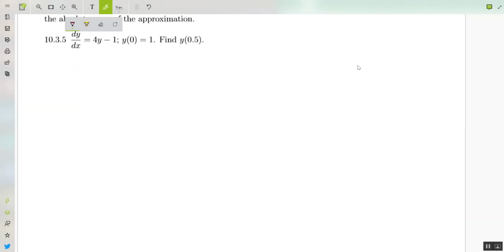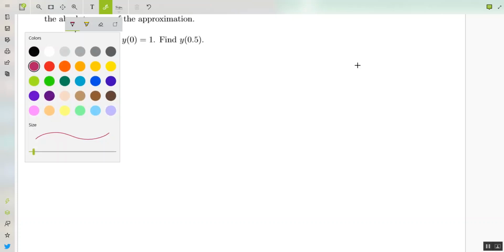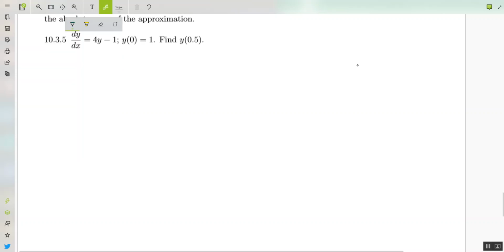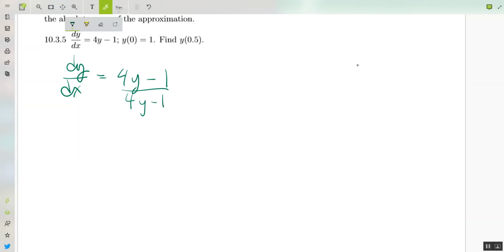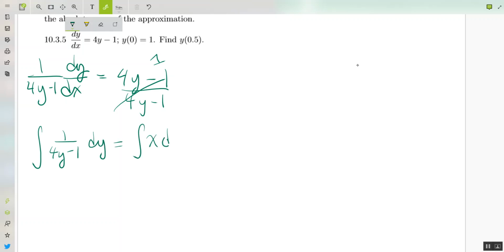So hopefully you recognize this first one is one that we can solve by using the integrating factor method. Or can I separate this one? Oh, I can separate this one. That'll be better. All right, let's do that. Because we haven't done any separations of variables in a while. So dy dx is equal to 4y minus 1. So what I'm going to do is I'm just going to divide both sides by 4y minus 1. That'll be a 1. So on this side, my integral is going to be 1 over 4y minus 1 dy, and on this side it's just going to be the integral of x dx.